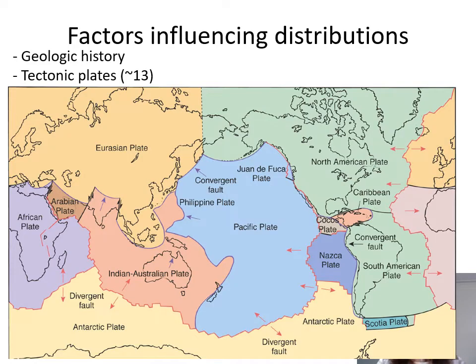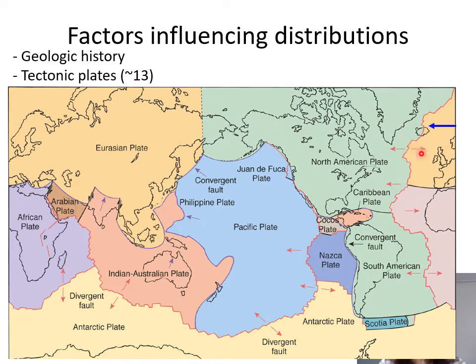We do see how this influences distribution. We've got about 13 tectonic plates out here, right? Each in a different color. Some of them are really big, and some of them are smaller. But they're all moving, and you've got arrows that help show you how they move. There are a few things here we want to highlight.